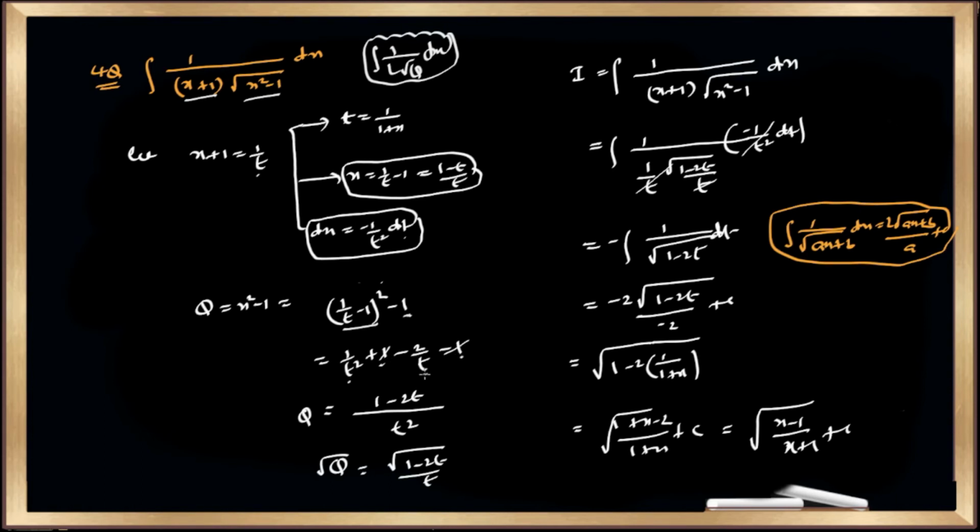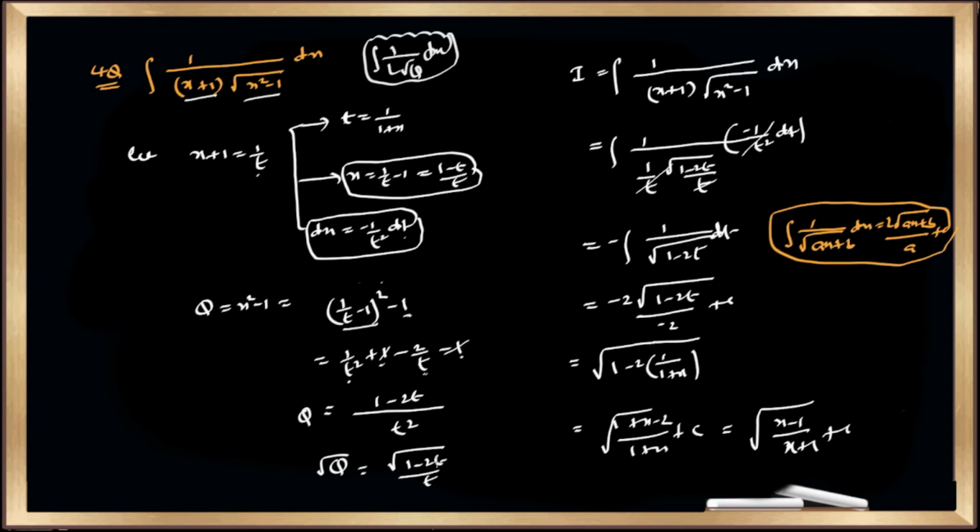The LCM of t square and t is t square. t square in t square 1 time, t in t square t times, so multiply with t. So 1 minus 2t by t square. This is the value of the quadratic only. So if you apply root, the t square and the square root get cancelled.